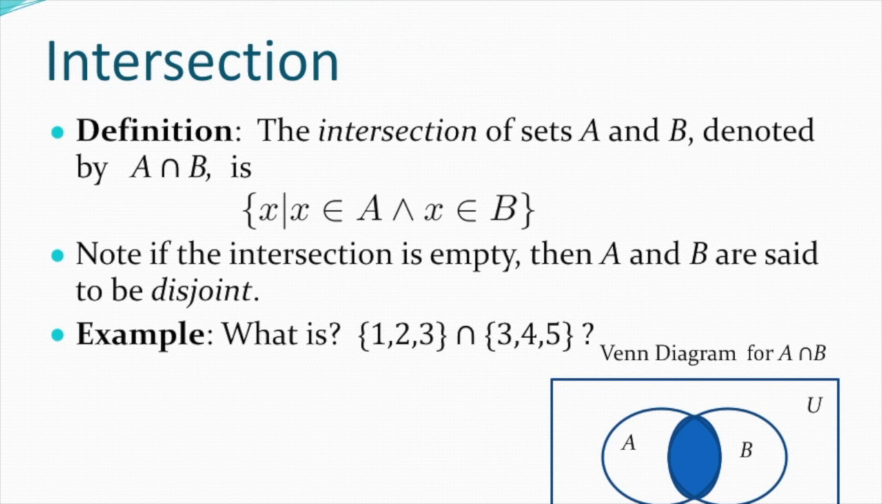As an example, the same sets that we just merged in the previous example, now let us find a common element between them. You will find that 1 is in A but not in B, 2 is in A but not in B, 3 is in A and it is in B, so this is a common element. So this is the result of the intersection. 4 is not in A, but it is an element of B, and 5 is not in A, but it is an element in B.